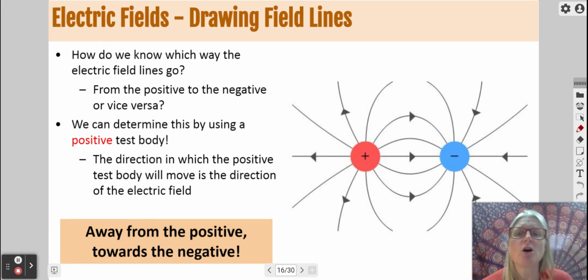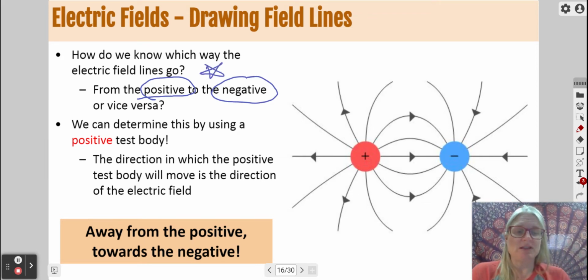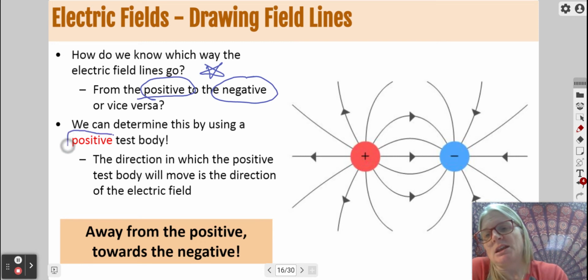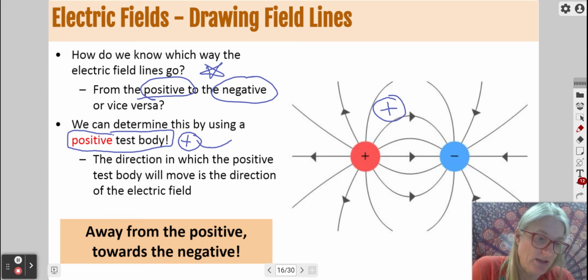So what about drawing the field lines for electric fields? The field lines are always going to be drawn from positive to negative. So positive to the negative, always. So remember that piece right there. And we can determine this by using what's called a test body. In the case of electric fields, our test body is a positive charge. So basically, if you took this test body, a positive charge, and you put it into your electric field, which way would it move? That's how you're going to draw your field lines.